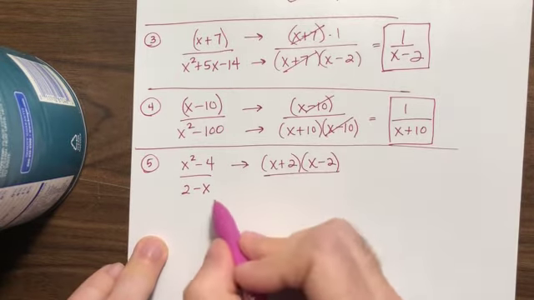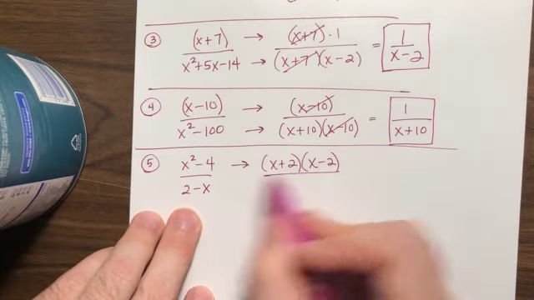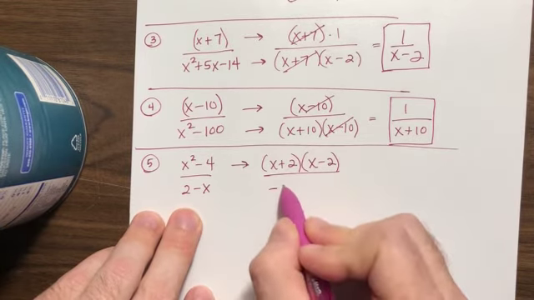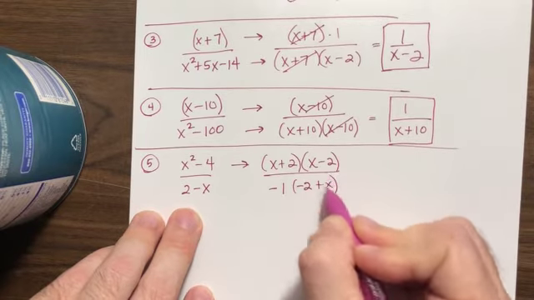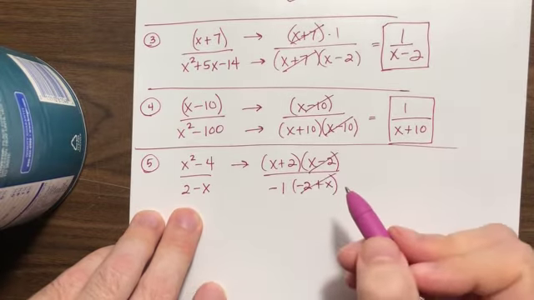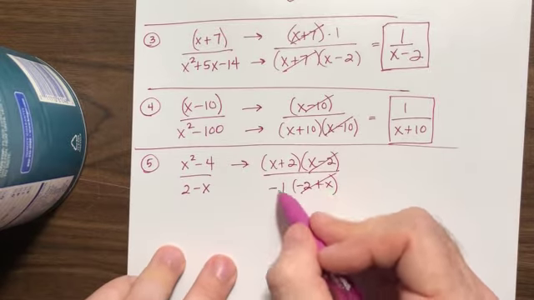And then down here, I would love it to be x minus 2, but the signs are wrong. So once again, if you remember, factor out a -1, and you'll be left with -2 plus x. Now the signs are correct, and they can cancel. And that leaves x plus 2 divided by -1.